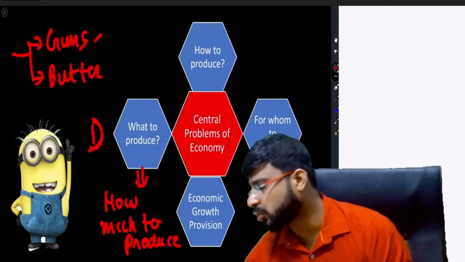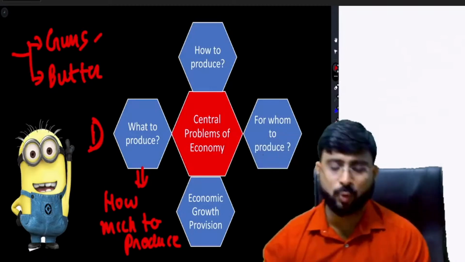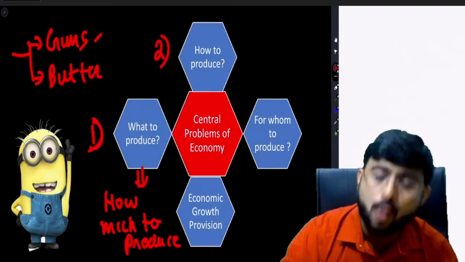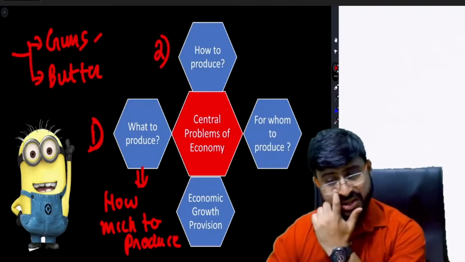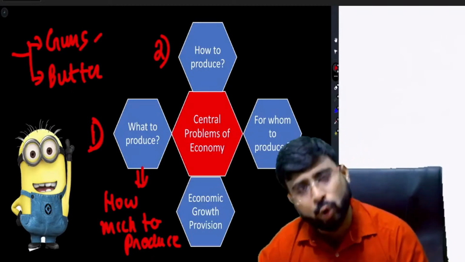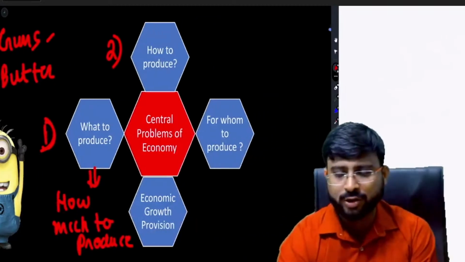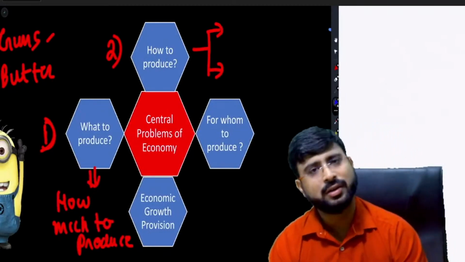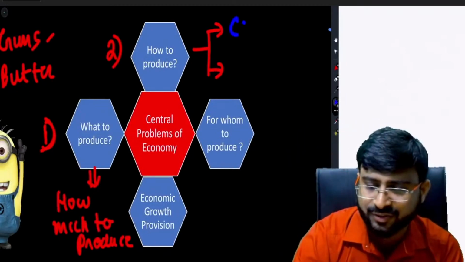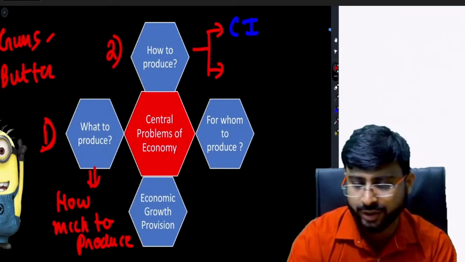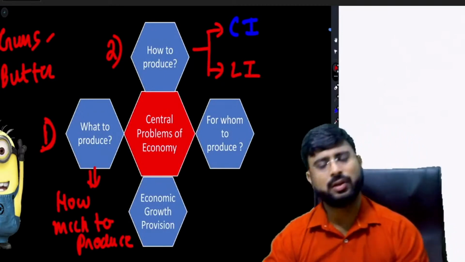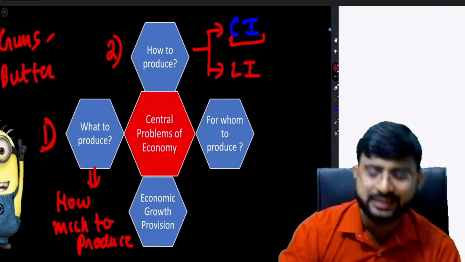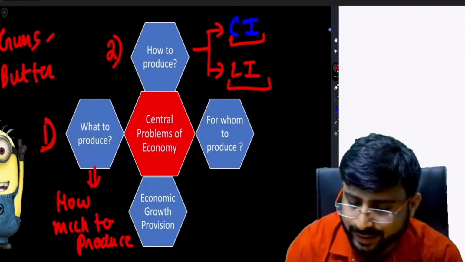Everybody, what is the next question? How to produce. कैसे बनाए. My dear friends, you all know there are two techniques of production. Number one is capital intensive technique of production. Number two is labor intensive technique of production. Sir, what is capital intensive? Sir, what is labor intensive?